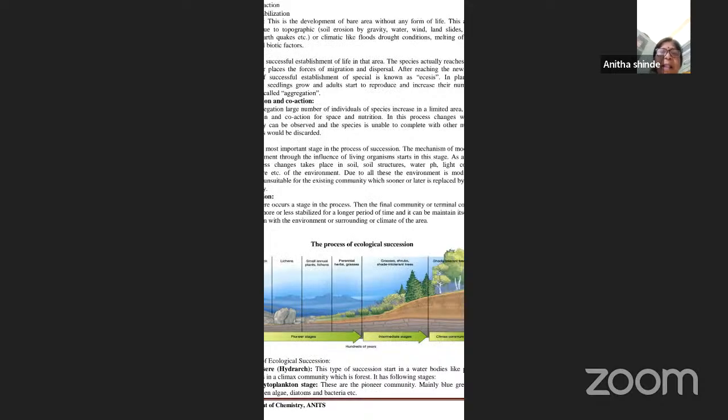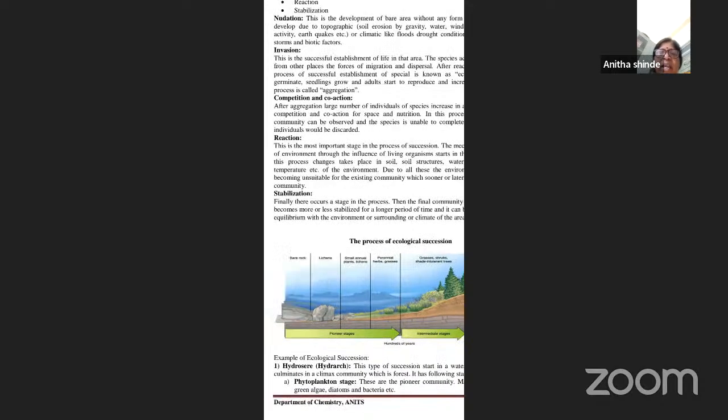First, the phytoplanktons try to dominate. These are the pioneer community here. Phytoplanktons like green algae, diatoms, and bacteria will be involved. So in the hydrosere, that is the aquatic community, which is also called a hydrarch, the pioneer community is the phytoplankton community, which involves the microorganisms.